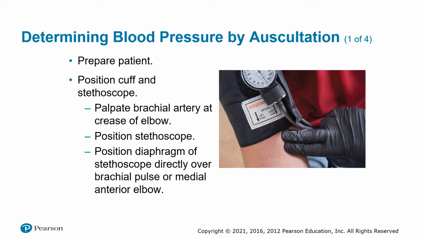Prepare the patient. Just tell them, hey, this is going to squeeze, may hurt. Position the cuff and stethoscope. Palpate the brachial artery first, and then position your stethoscope over that brachial artery. Then you're going to position the diaphragm of the stethoscope directly over the brachial pulse, or medial anterior elbow. This particular cuff in this picture has arrows, and this is where the bladder goes over the brachial artery.